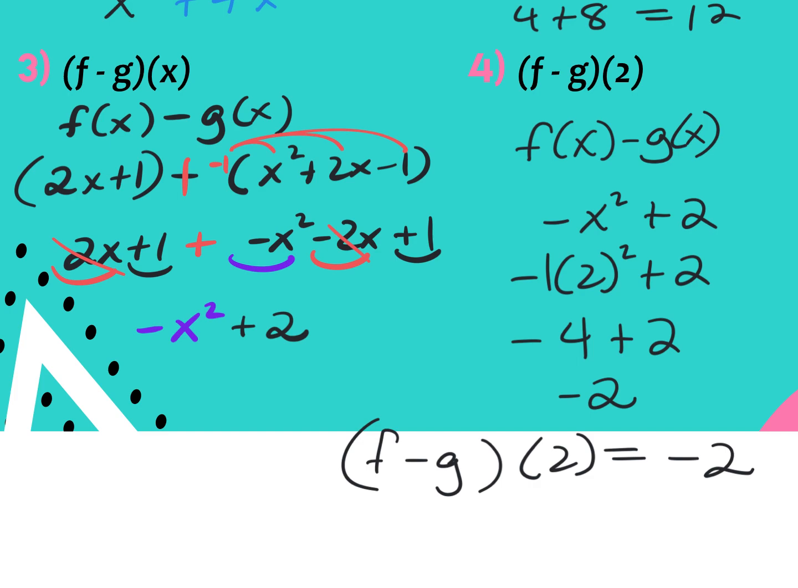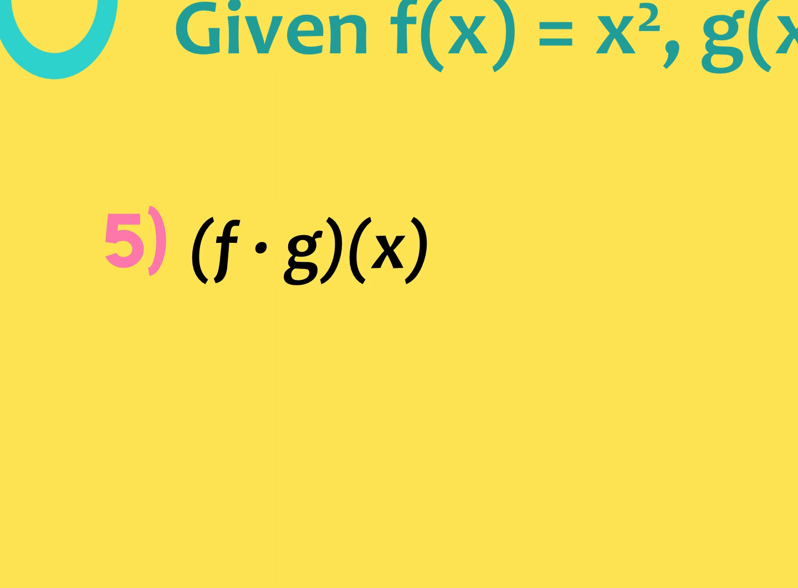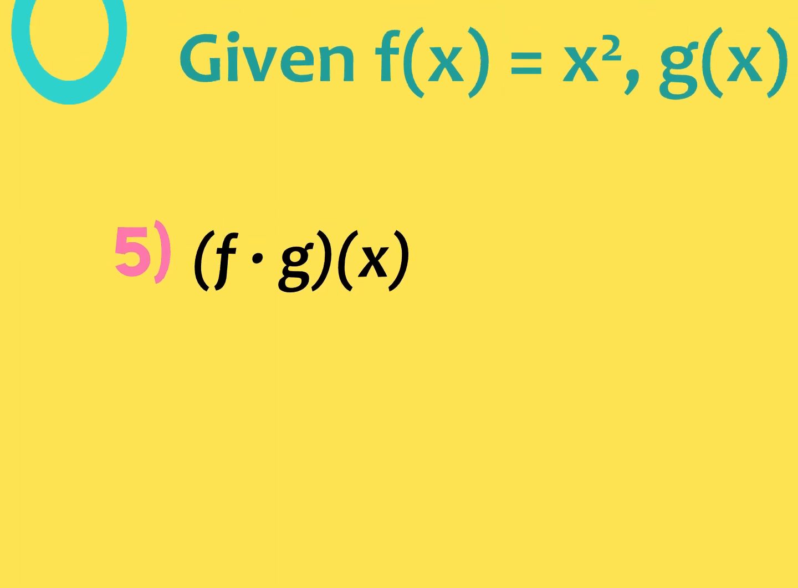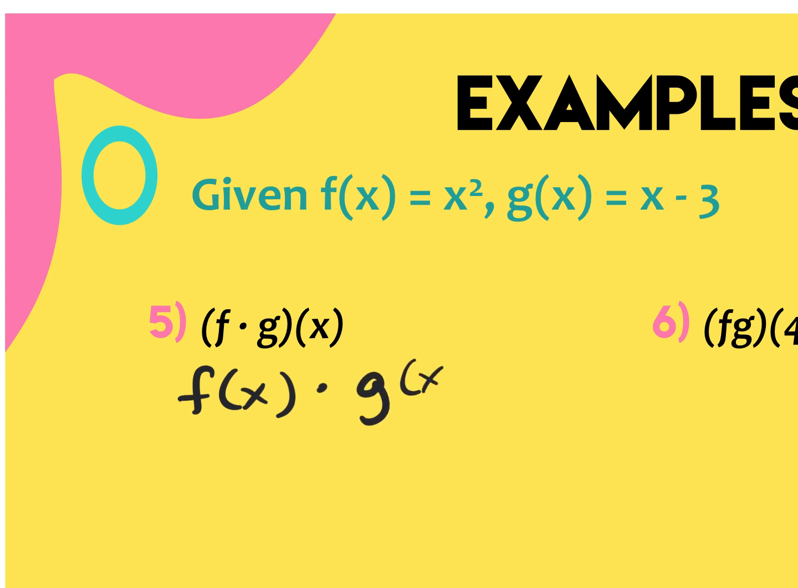So here, this dot in between here, this is telling me that I need to multiply my f of x function with my g of x. This time we've now changed the functions. So now my f of x function for these examples is x squared. And my g of x function is going to be x minus 3. So what I'm doing here is f of x times the g of x function.